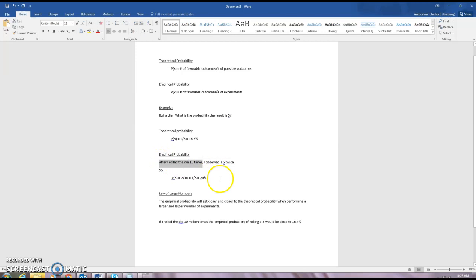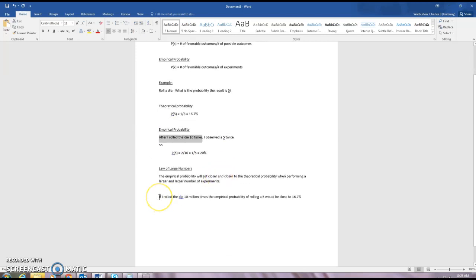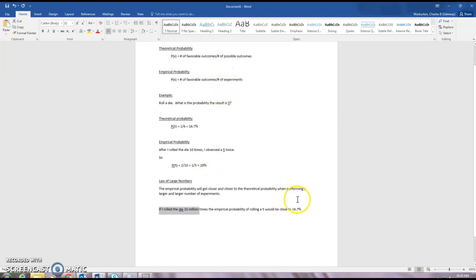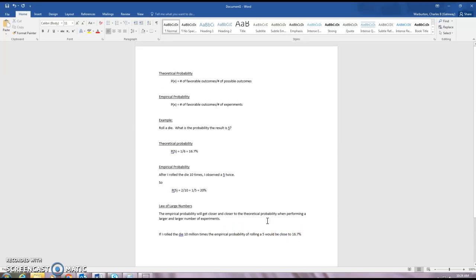The law of large numbers says if I do it a large number of times, hypothetically, if I rolled the die 10 million times, then the probability of rolling a 5 would be closer to the theoretical probability of 16.7%. It might not be exactly 16.7%, but it will become closer and closer to the theoretical probability of 16.7% in this example.